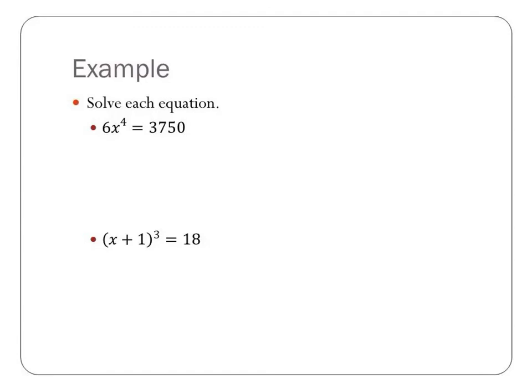So 6x to the fourth equals 3,750. And you have to get x to the fourth by itself, so you do that by dividing both sides by 6. So x to the fourth equals 625. And then to get rid of that fourth power, you're going to take the fourth root. So that cancels, leaving just an x. And then in my calculator, the fourth root of 625 is 5.